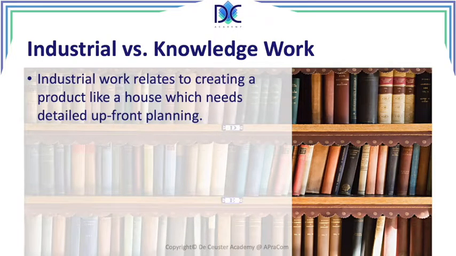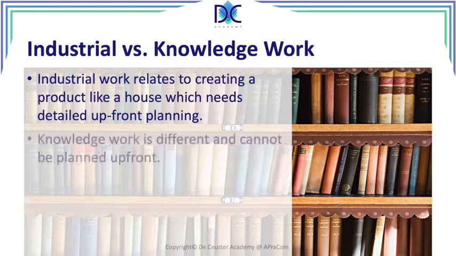Industrial work typically relates to creating a product, a house, a building, a car, and it is in fact something we can touch, and we need a detailed upfront planning. Of course, in certain cases like the house or the car, we may have some uncertainties that will be treated in a different way later on.